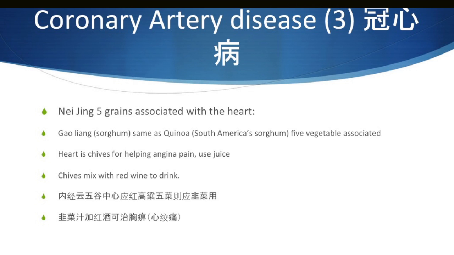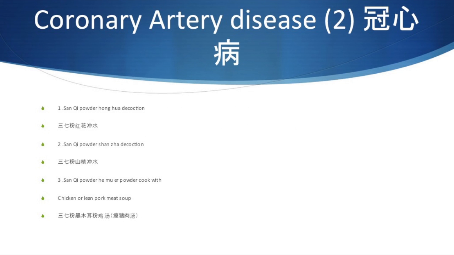Also covered was the use of sanqi powder with Henghua. So that can be made as a decoction to benefit patients with coronary artery disease. Also, it can be mixed with shanjia, so sanqi and shanjia as a decoction, or sanqi and Henghua as a decoction. So adding either the saffron or hawthorn berry to sanqi. Of course, sanqi powder with heimu is also good, and heimu very strongly invigorates and thins the blood. So this can be prepared with chicken or lean pork meat as a soup. So sanqi with heimu, which we call black fungus.